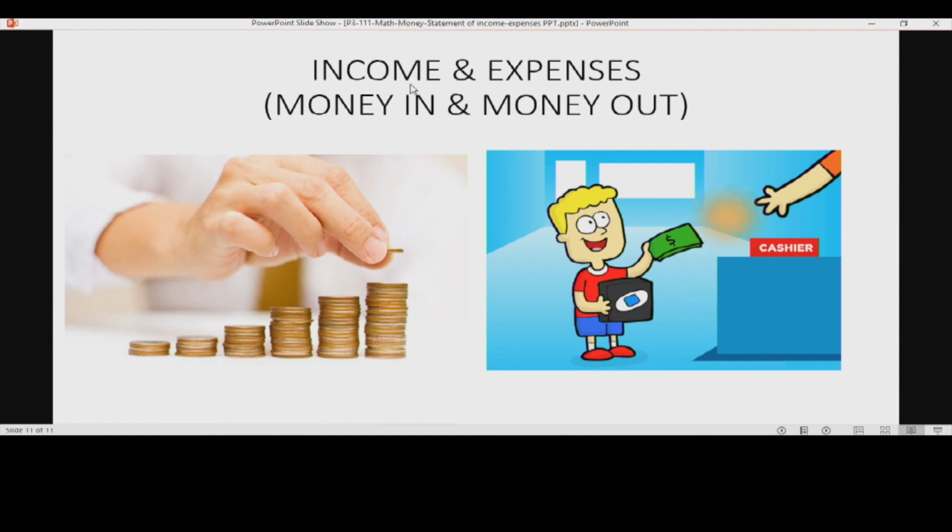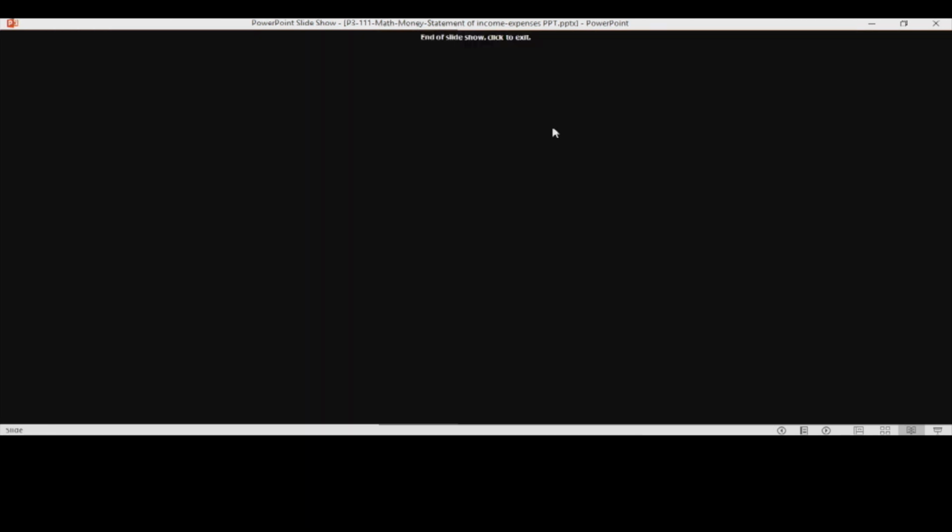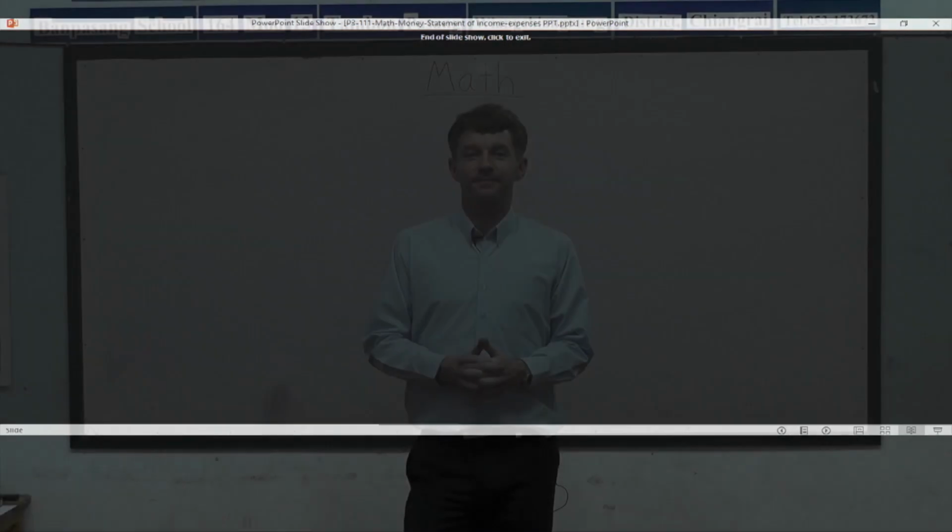So income and expenses. Remember, income, money in. Yes, in for money in, when we receive money. Expenses is money out, when we have to pay money. Any questions, guys? No. Excellent, very well done.